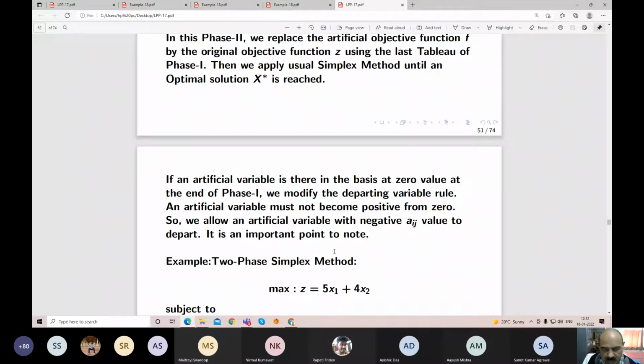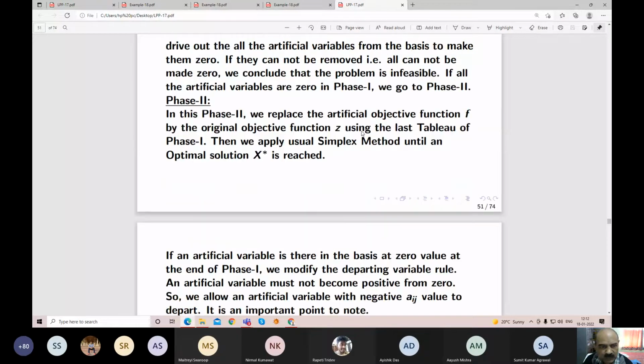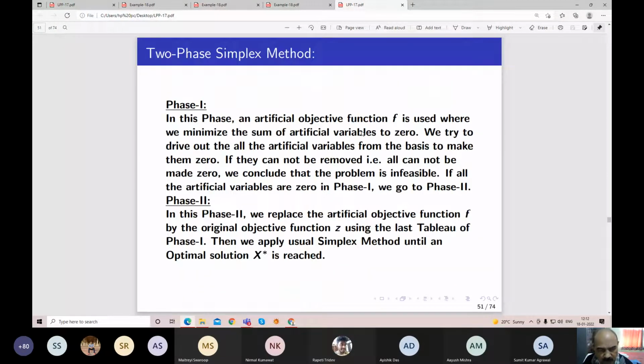I'm repeating again. What is called the two-phase simplex method? This is a method which is an alternative to the big M method. In the big M method, our main aim is to remove the artificial variables. Here we are also removing the artificial variables from the basis, in two different phases. In the first phase, we use the artificial objective function. In the second phase, we use the actual objective function. So the problem has been divided into two phases, phase 1 and phase 2. Now we'll discuss using some examples how to use phase 1 and phase 2.